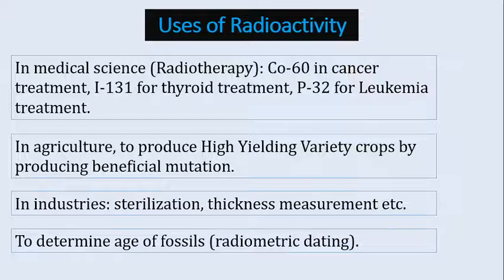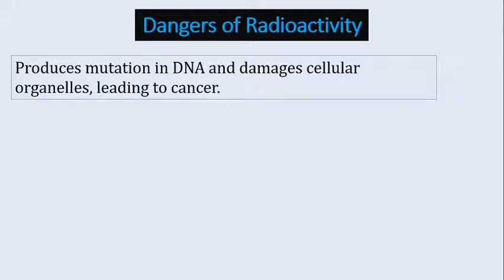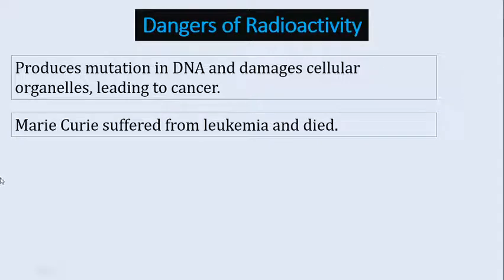To determine the age of fossils, that is called radiometric dating, we have considered an example of this in the previous simulation. So now we will also talk about some dangers of radioactivity. Radioactivity is very risky to handle and to produce, because radioactive rays cause mutation inside the DNA, and in most cases the mutations are harmful, and they damage the cellular organelles, and ultimately they lead to cancer cells. And what happened to Marie Curie?